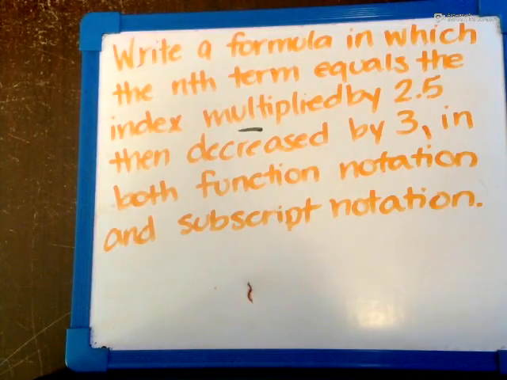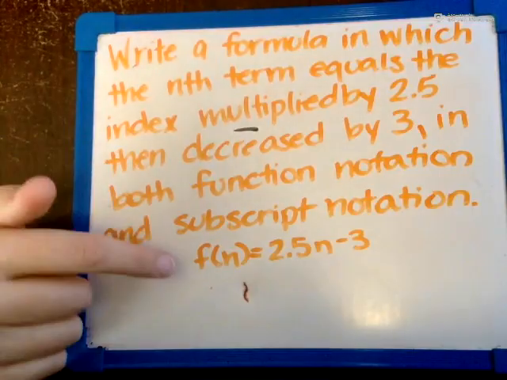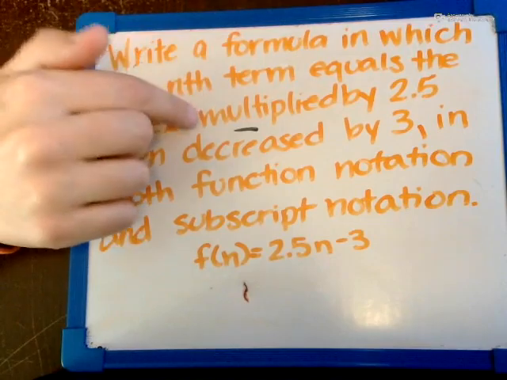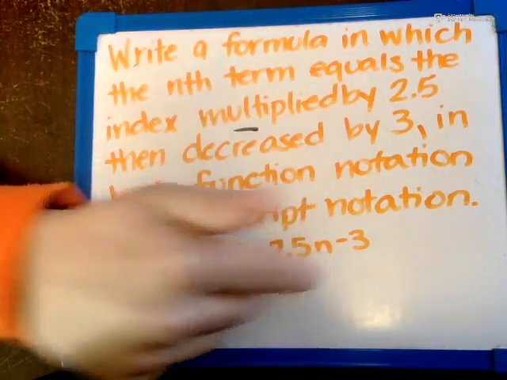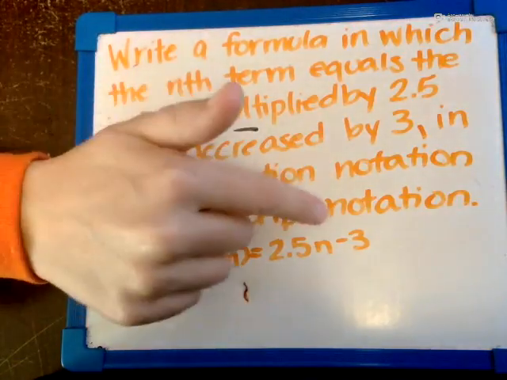So if the rule is to multiply the index by 2.5, then subtract 3, we need to figure out where the index is first. The index is n. So we're going to write in function notation first. The words tell us that if we're doing function notation, we're starting with f of n is equal to multiplied by 2.5, so n times 2.5, then decreased by 3, minus 3.